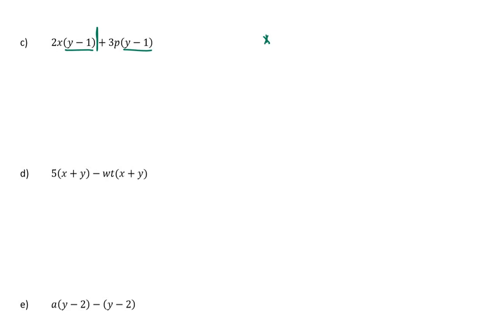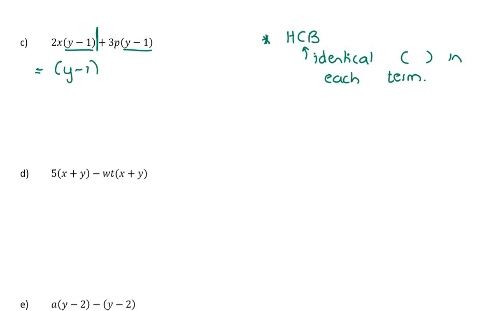So I often call that an HCB, a highest common bracket. It must be an identical bracket in each term. It can't have anything different. They can't have different signs. They can't have different letters. It must be identical. So I'm going to take out y minus 1 as my highest common factor, and it's actually a highest common bracket. So that means I've taken it out in both of these terms. So what am I left with? I'm left with 2x plus 3p.